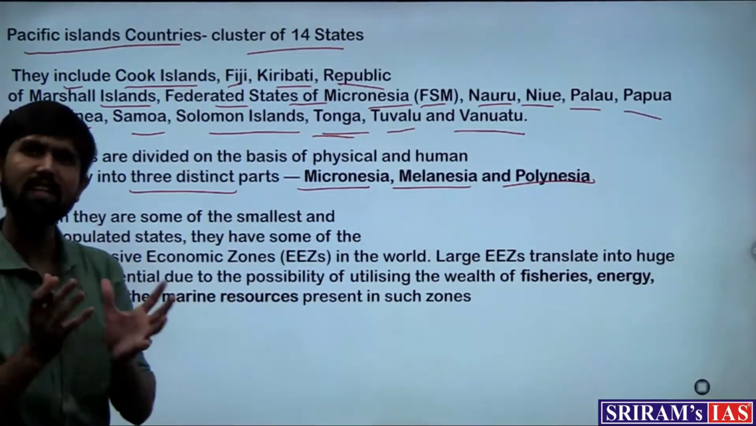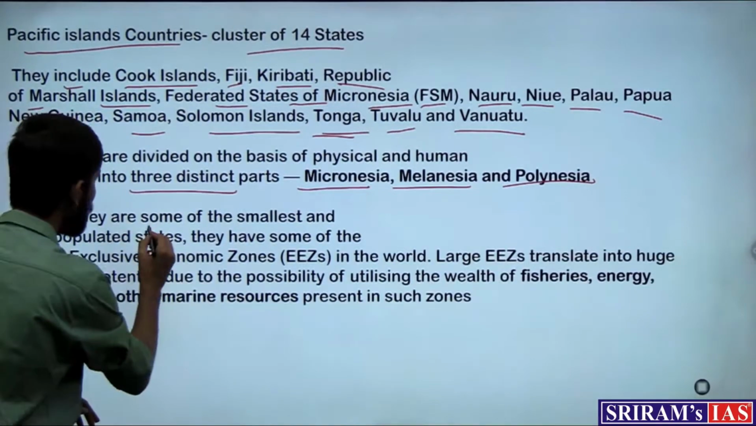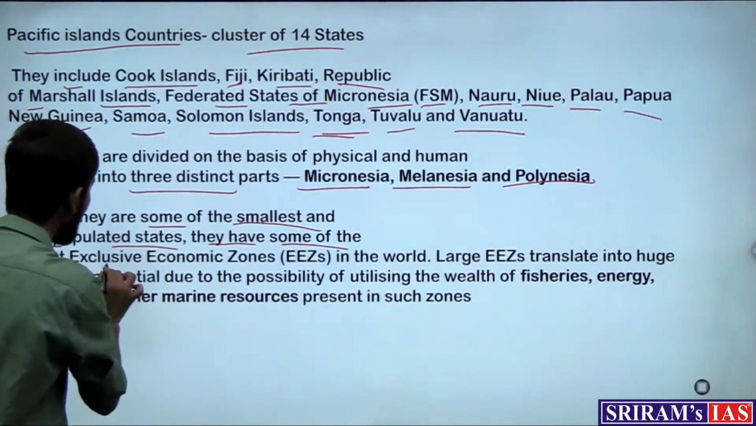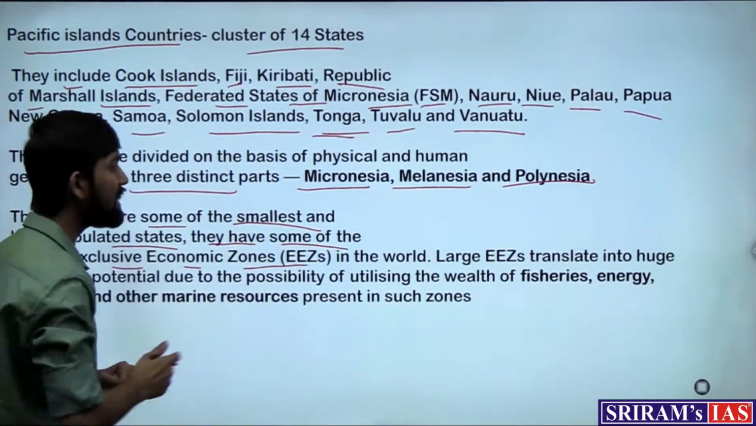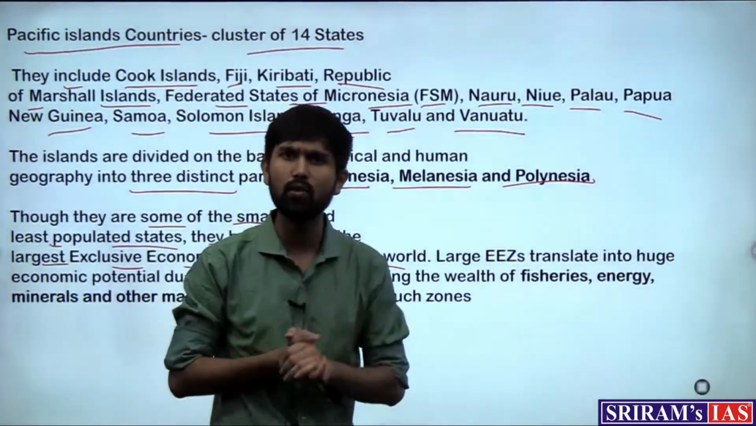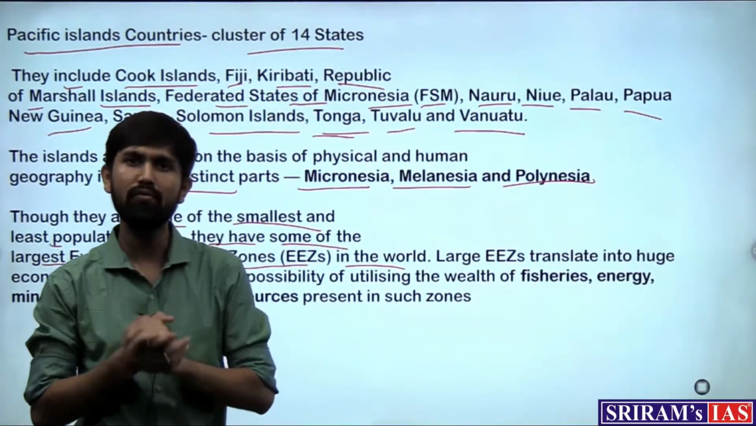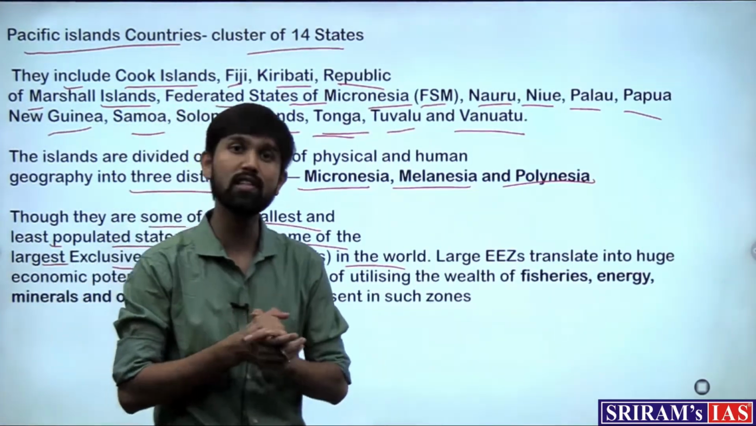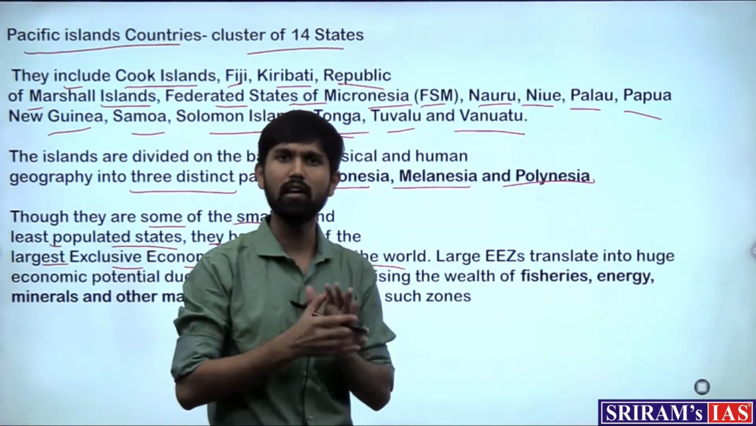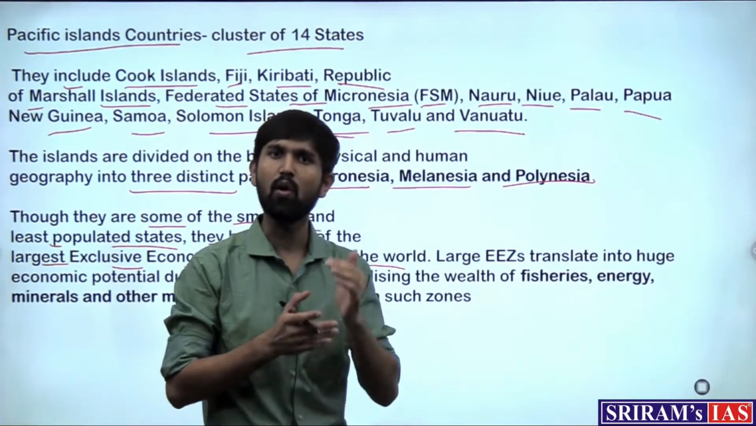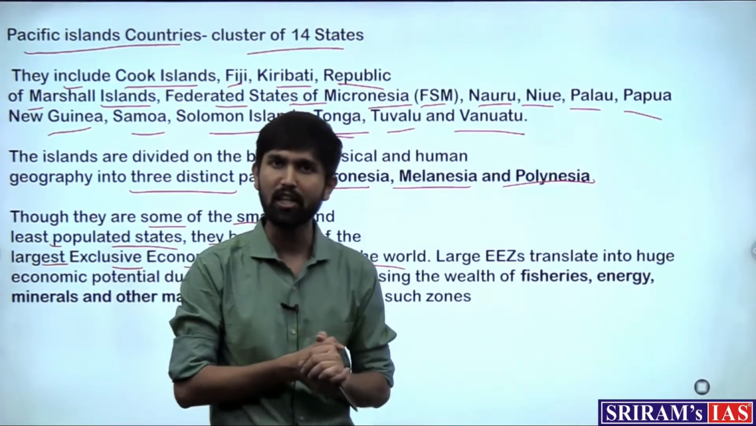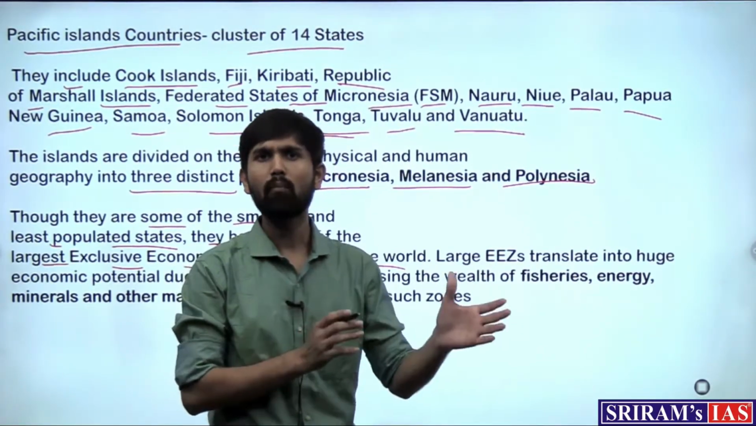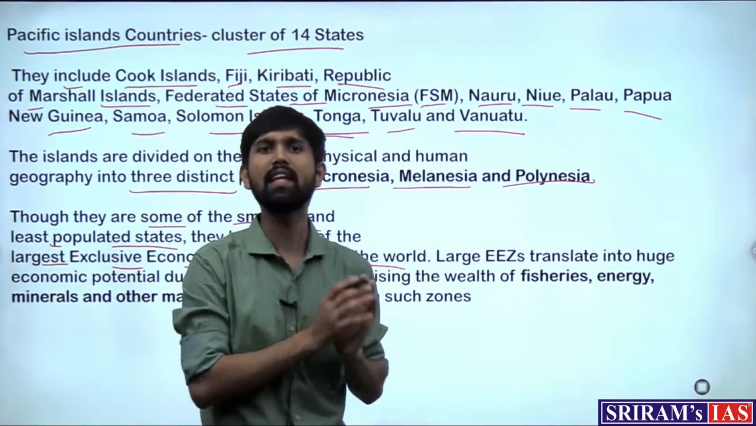Now, what is the significance of these islands? Though they are some of the smallest and least populated states, they have some of the largest exclusive economic zones or EEZs in the world. Now, what are exclusive economic zones? You may be familiar with the classification made in the United Nations Convention on the Law of the Sea. In that document, three types of boundaries are enumerated. One is the territorial waters, one is the contiguous zone, and one is the exclusive economic zone. This is nothing but the boundaries being extended beyond the territories as well.